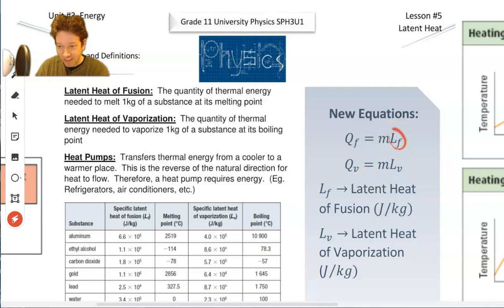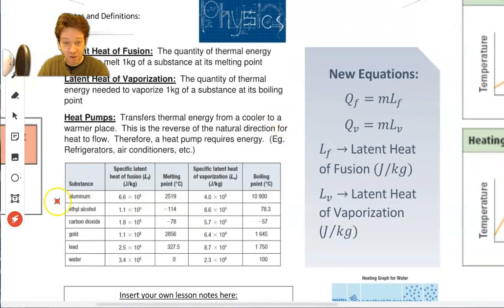And then we have this constant. Now, similar to our previous lesson where we had mc delta T, we had that c, that specific heat capacity. This is something similar. This is called the latent heat of fusion. And it's the amount of thermal energy required to melt 1 kilogram of something. Now that something is important. So just like our specific heat capacity, it's different for each substance. So for aluminum, it's 6.6 times 10 to the 5 joules per kilogram. So that much energy for each kilogram.